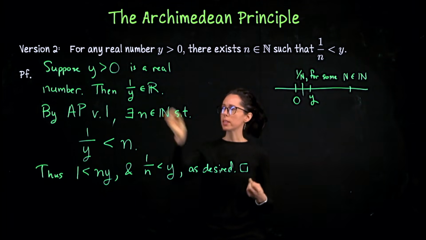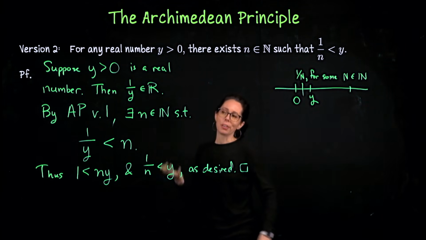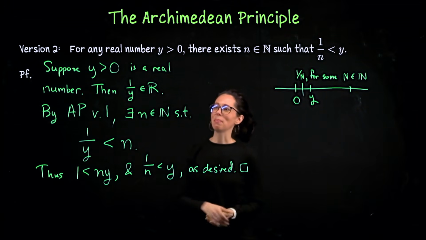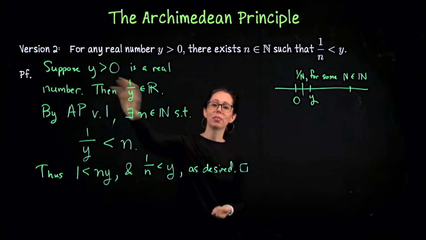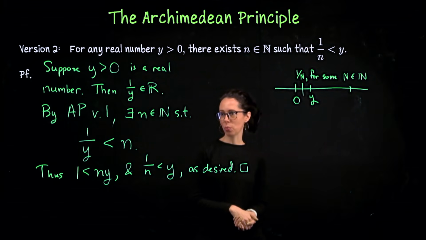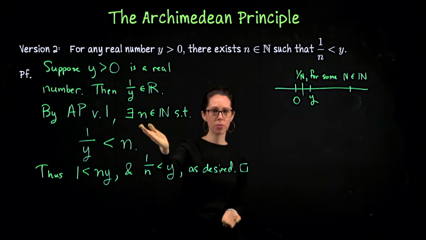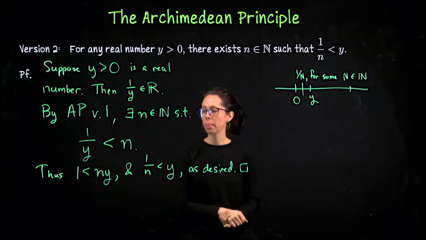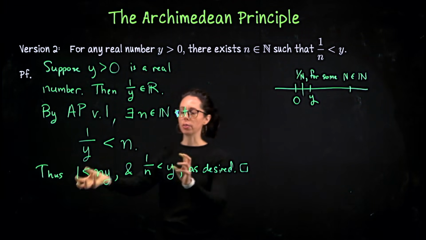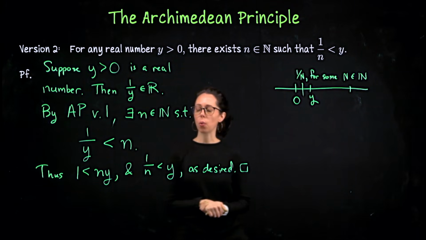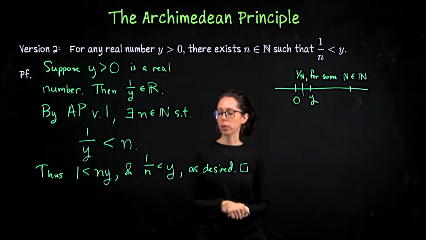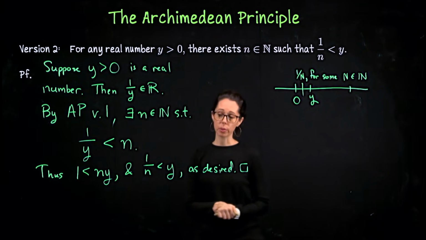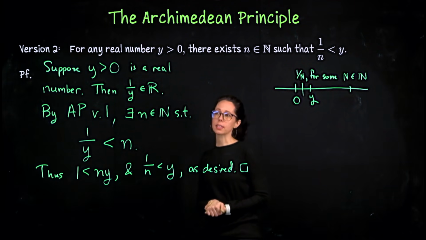Let me just read through this. If y is a positive real number, 1 over y exists. Maybe if I were just writing this for myself, I probably wouldn't even write that. But by the Archimedean Principle version 1 that we've already proved, so it's fair to cite it, there exists a natural number which is larger than this positive real number. And therefore, doing some arithmetic with the inequality, all of which is valid from the order axioms, we get to what we want, which is that the reciprocal 1 over n is less than our choice y.